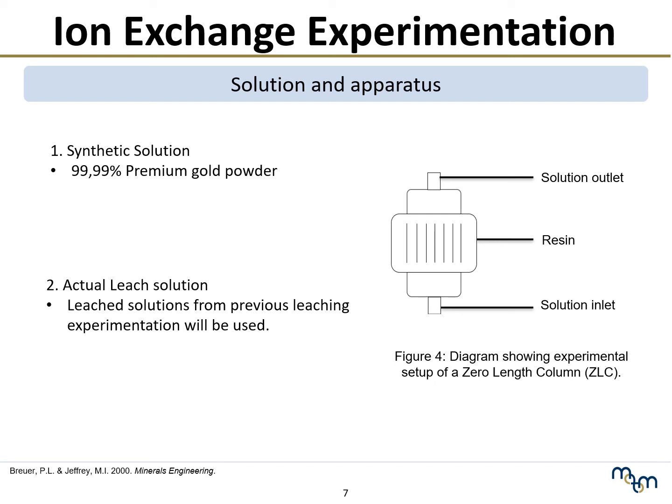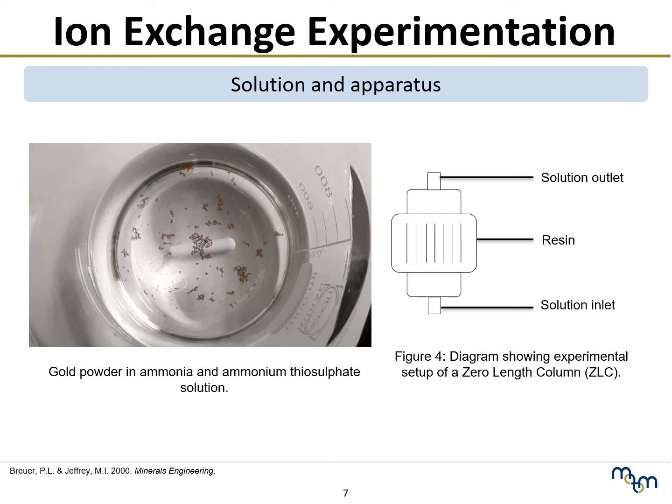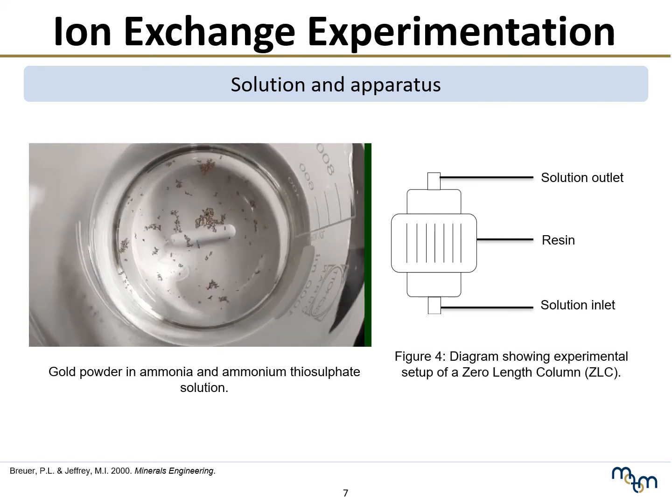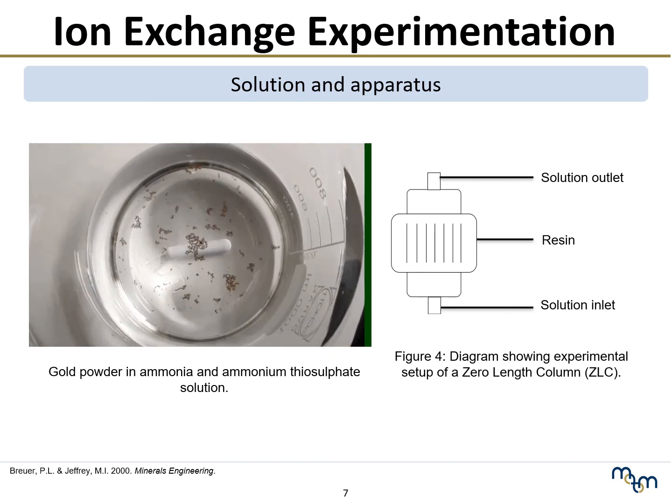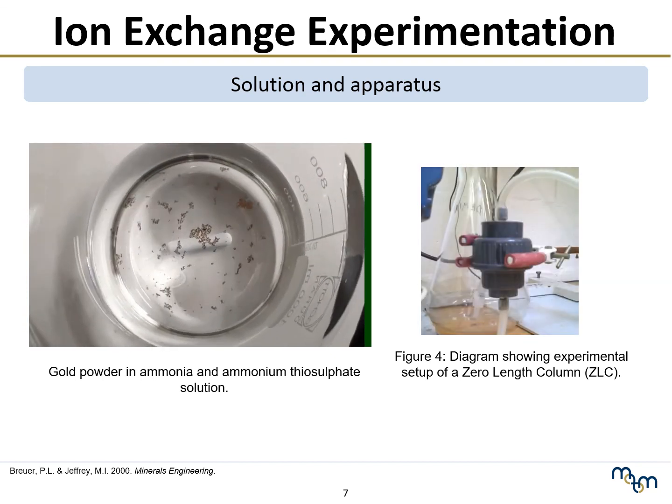Two types of resins are tested, as well as two types of eluents. The small clip shown on the left consists of ammonia and ammonium thiosulfate in solution, as well as the gold powder. A zero-length column, or ZLC, is utilized for these tests as it reduces complications experienced in the longitudinal dimension when using a plug flow arrangement. This is shown as Figure 4. This is essentially a small device containing the resin. This method is incorporated in kinetics equilibrium testing as well as capacity testing, which will be expanded on in the next slide.